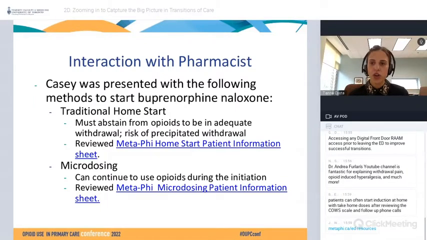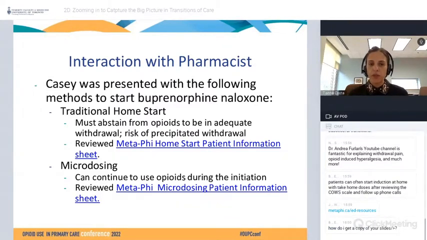But with the traditional home start, Casey would be told to go home, wait until he's in withdrawal, and he would be given a prescription to start the buprenorphine at home. The patient information sheet would give him really detailed guidelines of what exactly he should expect, when to take what, and if he has any questions, where he can address those.